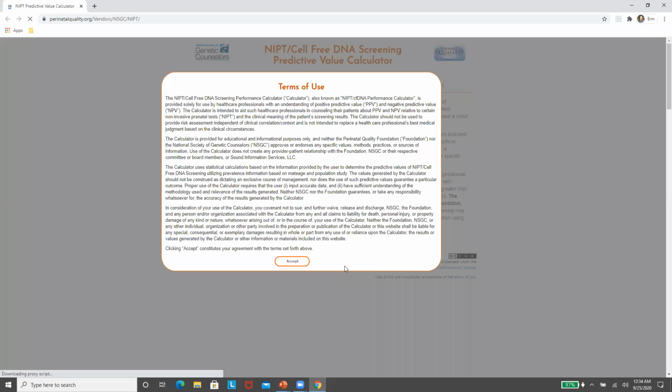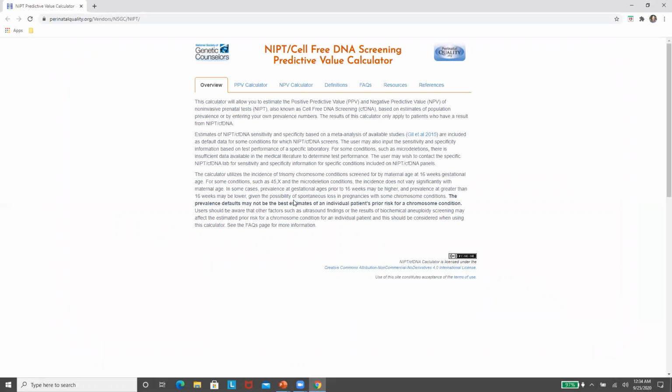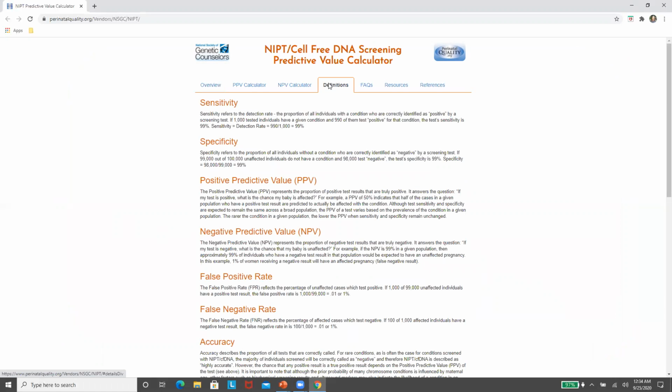When you first open up the website, please read through the terms of use before continuing. There is a wealth of information on this website beyond the actual calculator. If the terms sensitivity, specificity, etc. are not very familiar, or you just need a refresher, look through this tab on the website that provides the definitions.